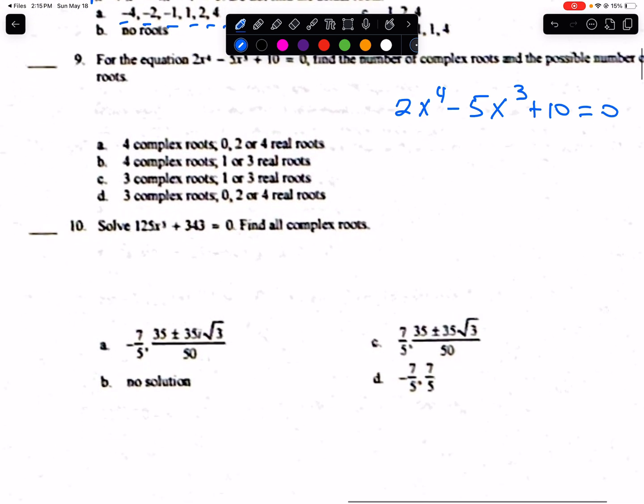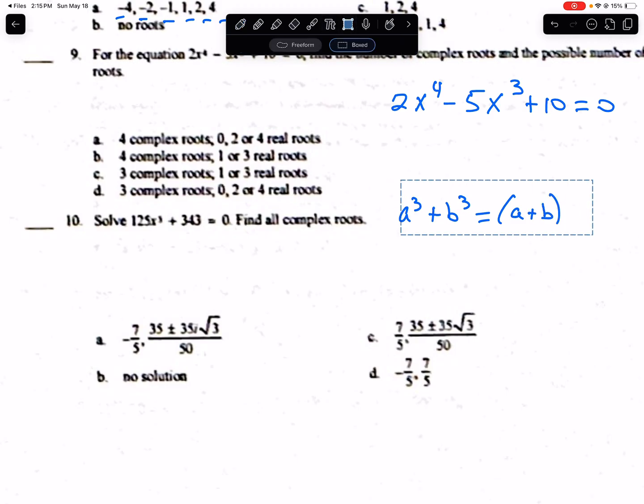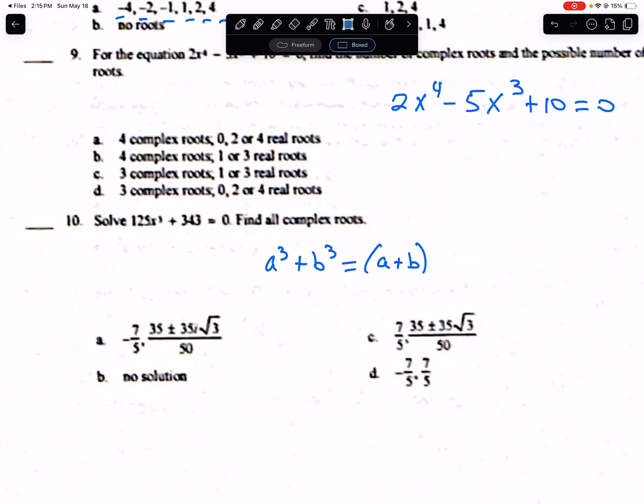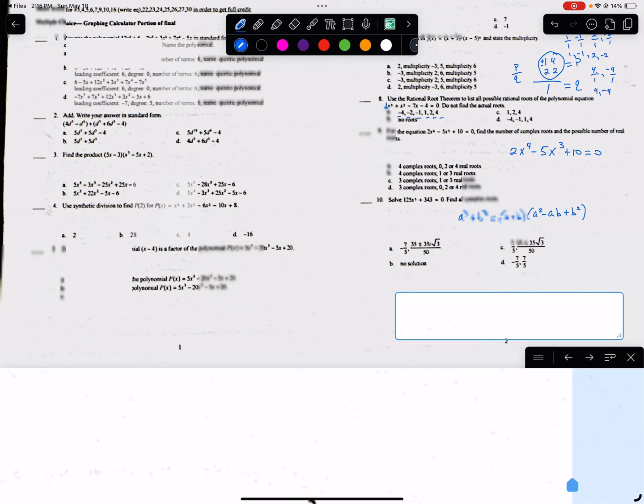Oh, this one. That one is mean. So the formula for this is a cubed plus b cubed equals a plus b, times, let me move that over, I run out of room, a squared minus ab plus b squared. You pray to God she's going to give you plus, because there's another formula if it's a difference.